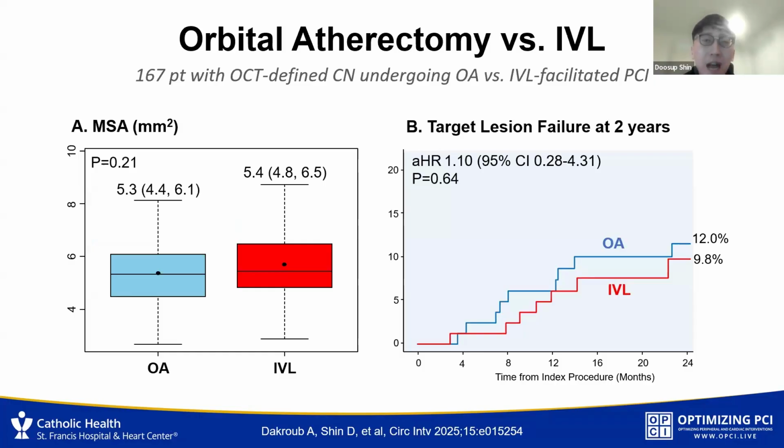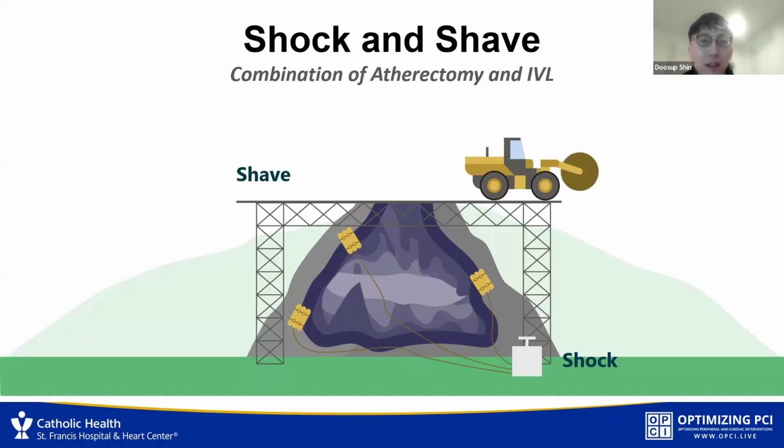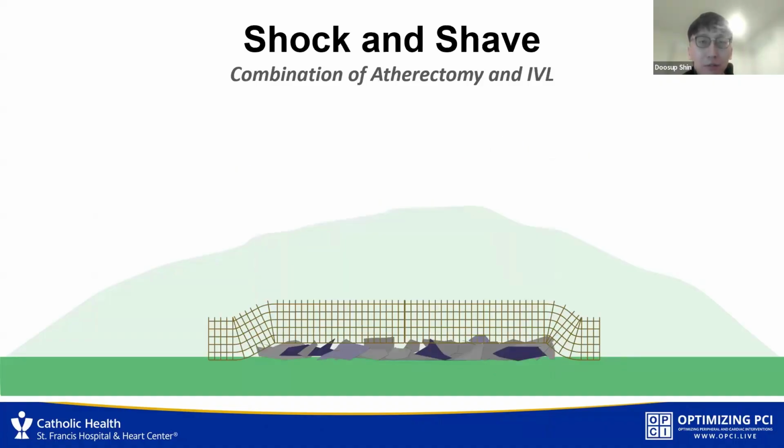We also compared IVL with orbital atherectomy in our calcified nodule database. The procedural and clinical outcomes were comparable. There was no major difference in the minimal stent area, and also no major difference in target lesion failure at 2 years. These results support the use of IVL for the calcified nodule. We often use a combination strategy as well, typically atherectomy to shave the top of the calcified nodule, and then IVL to break the calcified nodule.